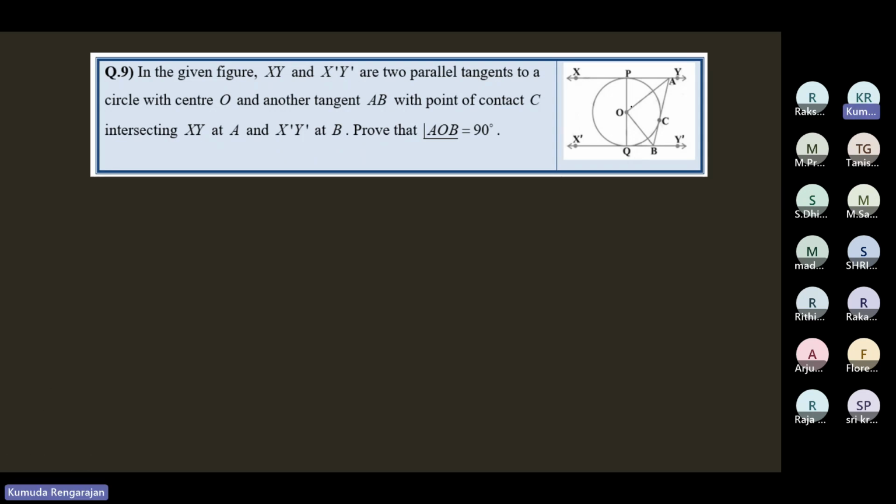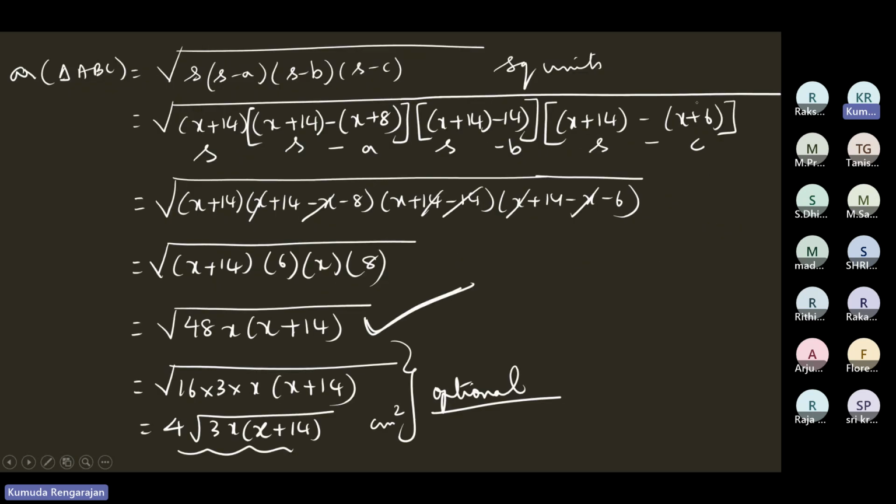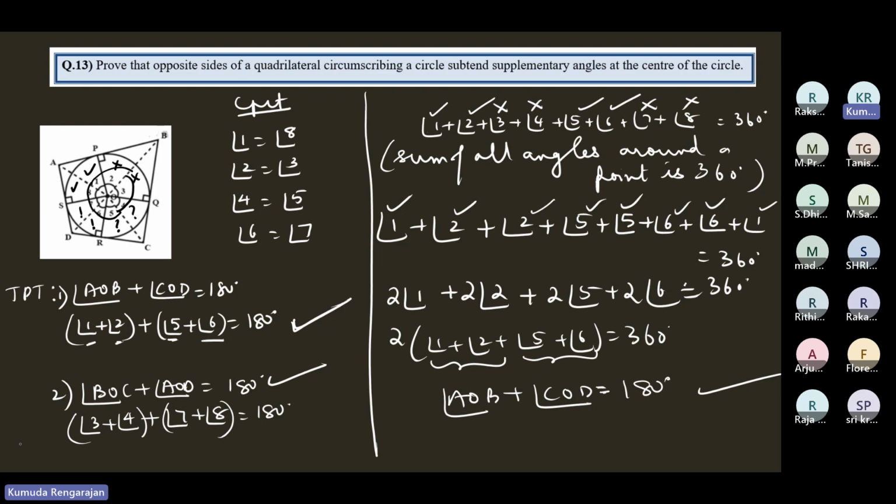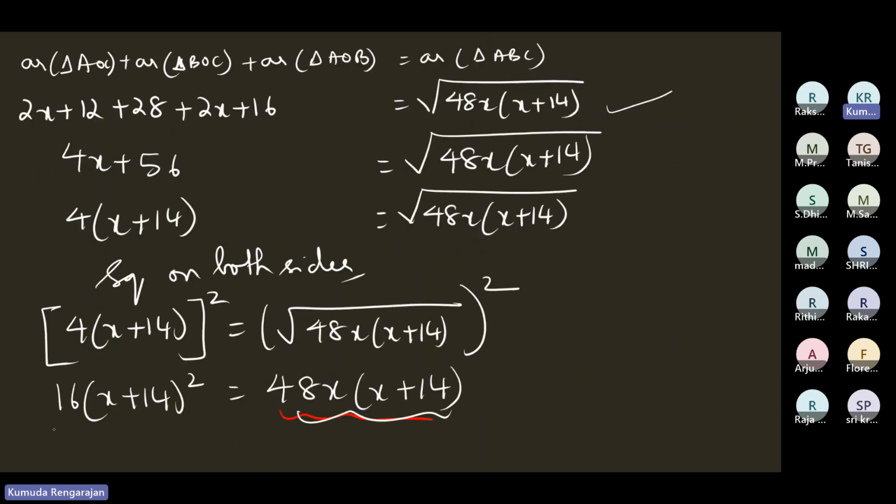Okay, so construction: join OC. Now, as we did in the last sum, the 13th one, you remember how we discussed it. We said OB is the line segment joining the center and the external point. So we proved that these two triangles are congruent to each other. On either side we have two triangles, and we prove that those two triangles are congruent to each other.